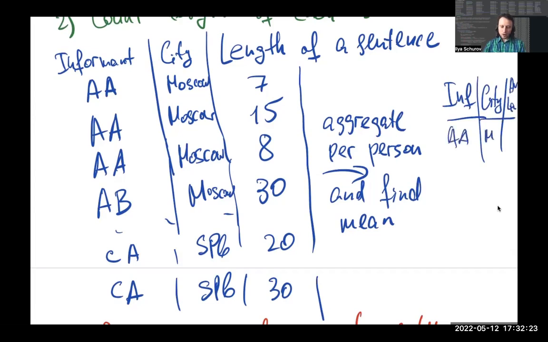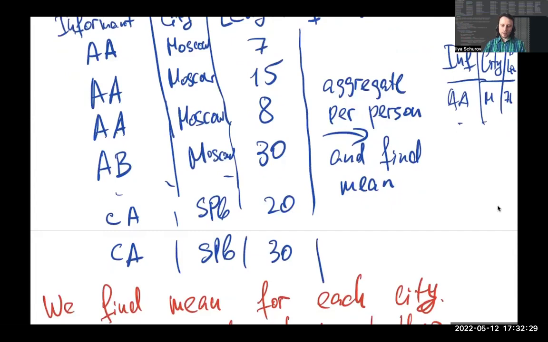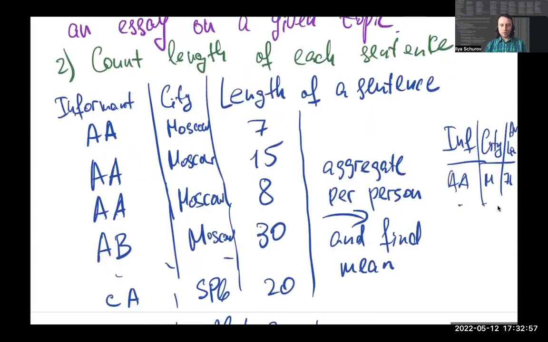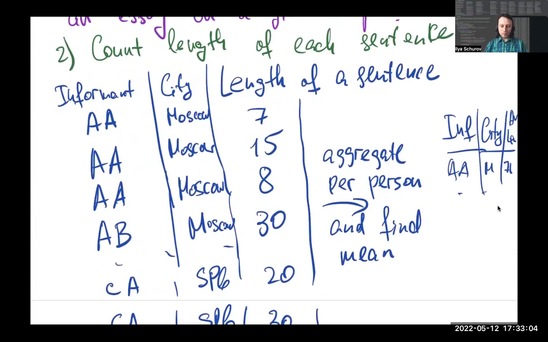And now it is much more correct to analyze this data set, because now we can say that data collection here corresponds to something like this, because we can think that each ball here is one informant, and the number that is written on this ball is the average sentence length generated by this informant. And then we get these informants randomly and independently, and we are quite well in the settings of the t-test. So this is one approach, to aggregate this data per informant.